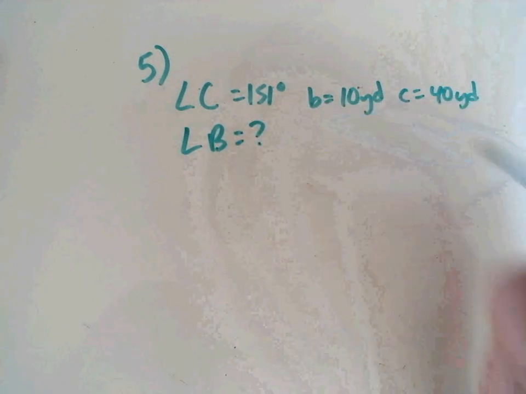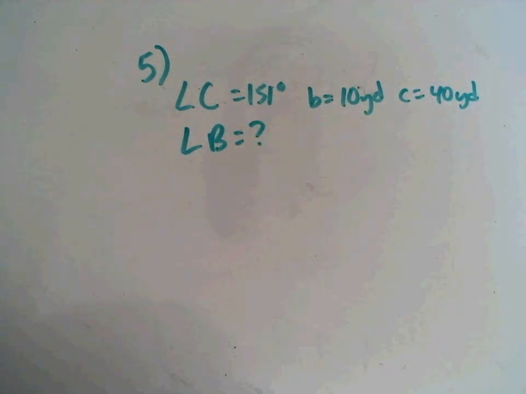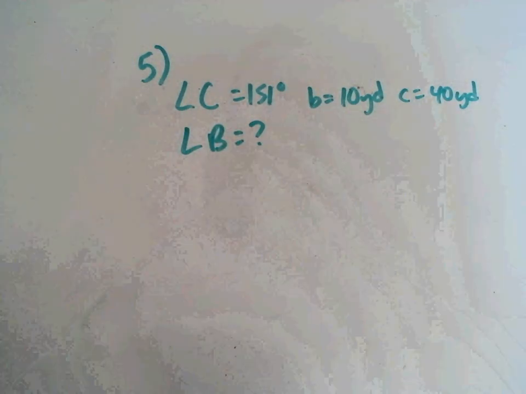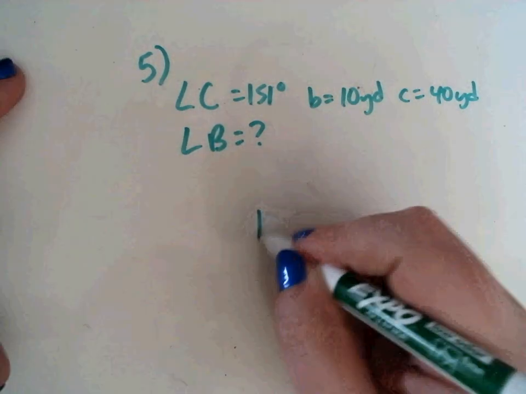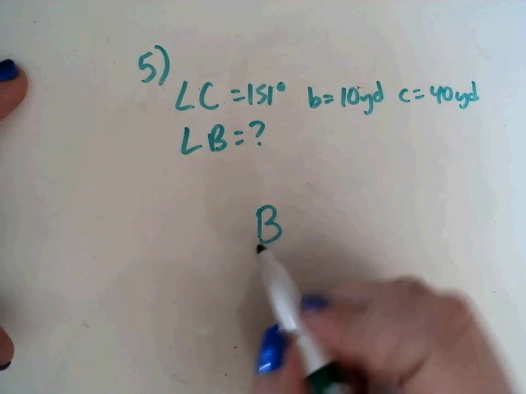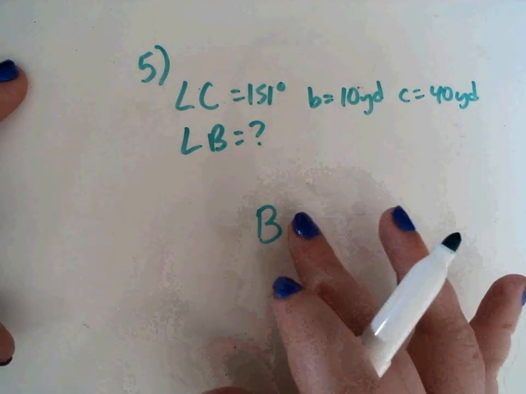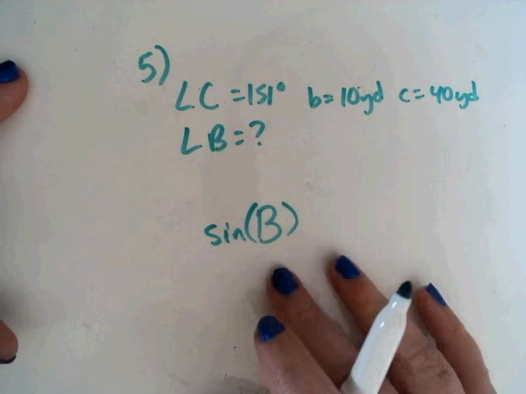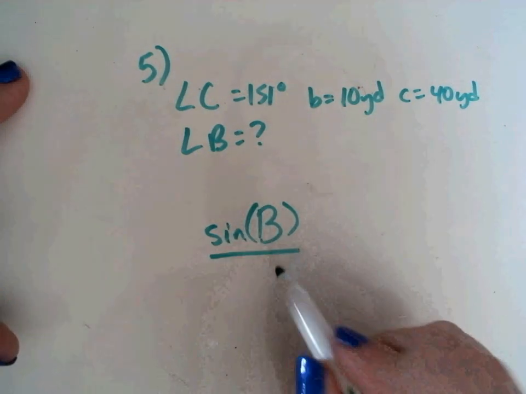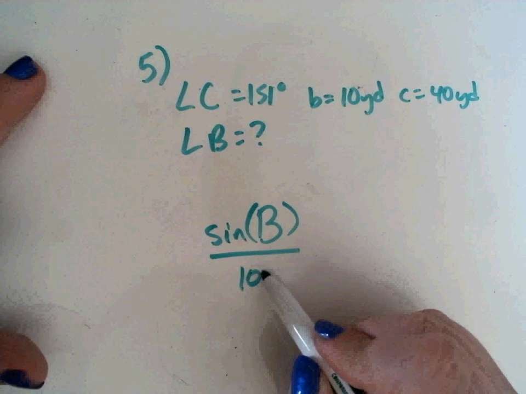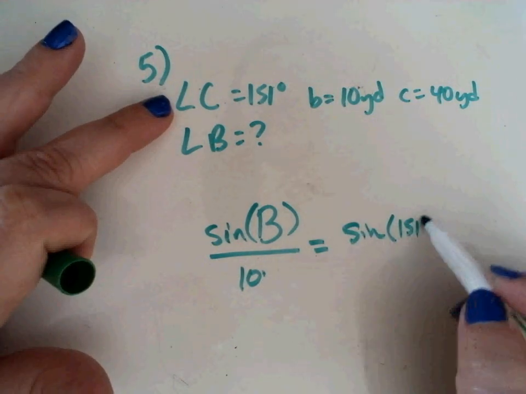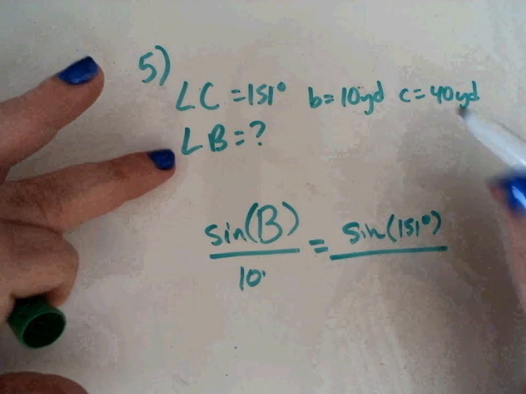Okay, so we do have an angle and a side pair, C, and we're trying to find angle B. So I always start with the thing I want. Capital B is the angle, but you don't just leave an angle naked, you have to take the sine of it. So in the formula, it's sine of angle B divided by the side length, 10, equals sine of the angle C over the side length, 40.